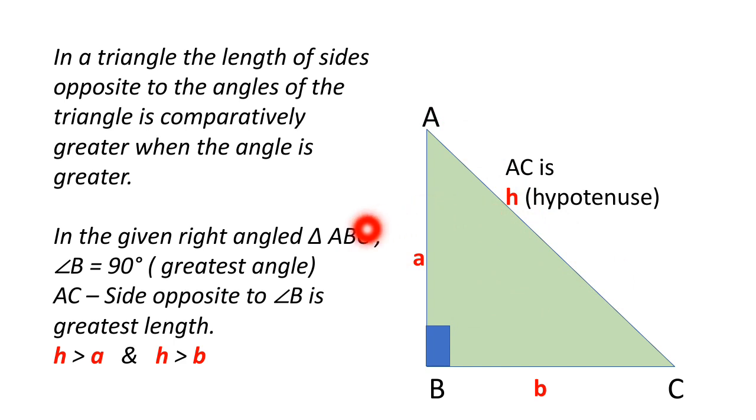So here we will say this H is greater than this side A, that means this AC is greater than this A, and this H is also greater than this B.